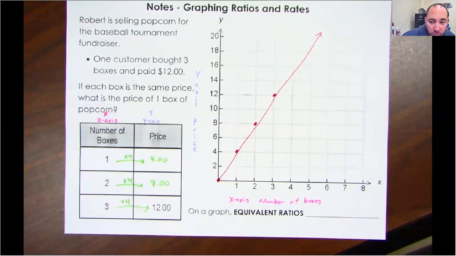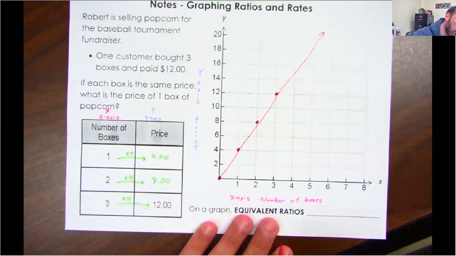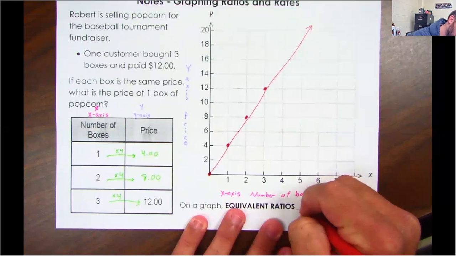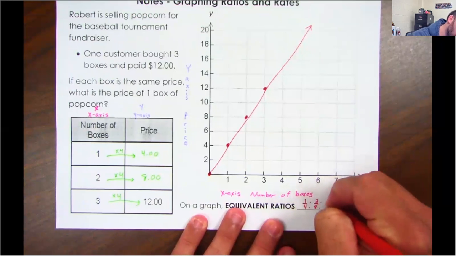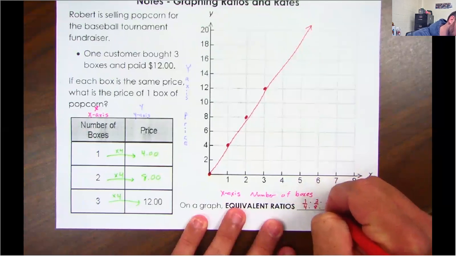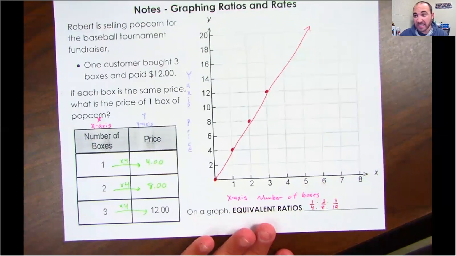So what are my equivalent ratios? Well, 1 to 4 is equivalent to 2 to 8, which is equivalent to 3 to 12. Guys, that's literally it for graphing. It was that hard, I know. All right, so let's look at the next one.